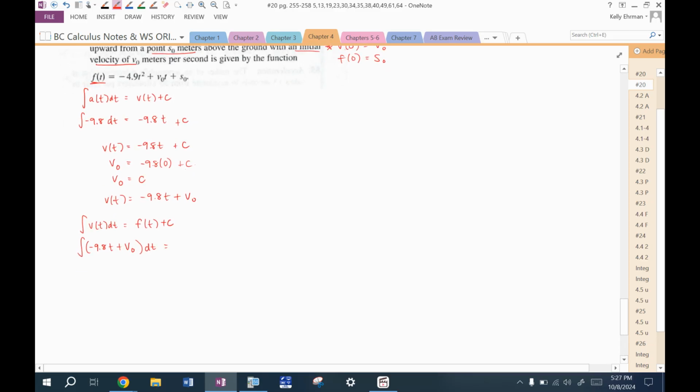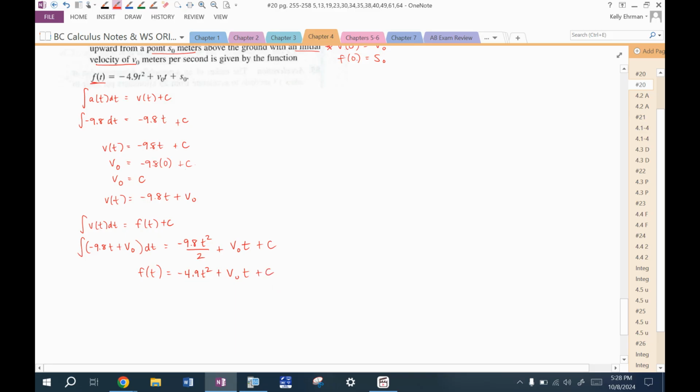So when you integrate negative 9.8t, here is where it's negative 9.8t squared over 2. And remember, v sub 0, initial velocity, is just some constant number. Sometimes it's 0, sometimes it's a number that's not 0. So that is going to be v sub 0 times t plus c. So that is f of t. So that's our negative 4.9 t squared plus initial velocity times time plus c.